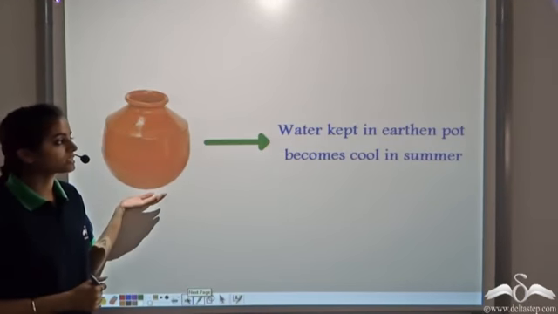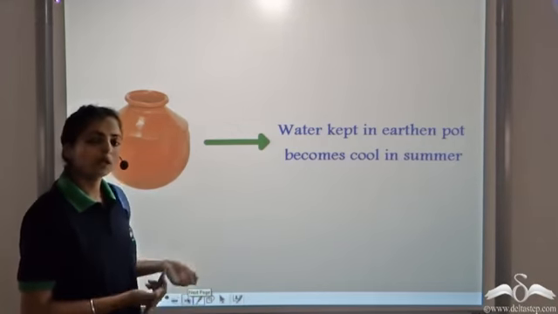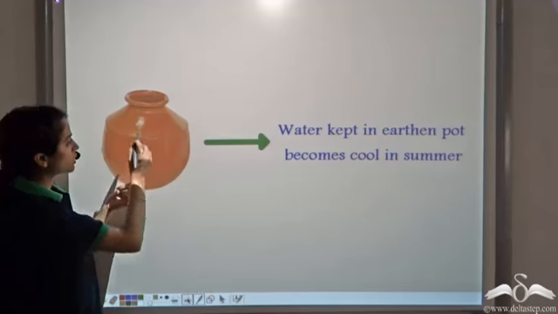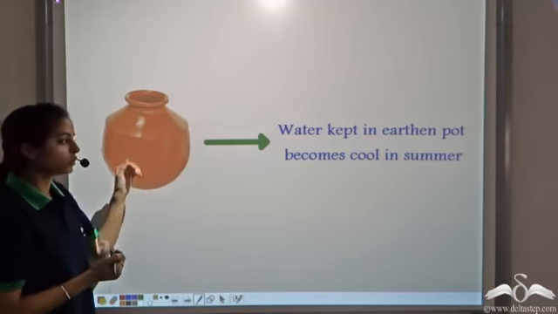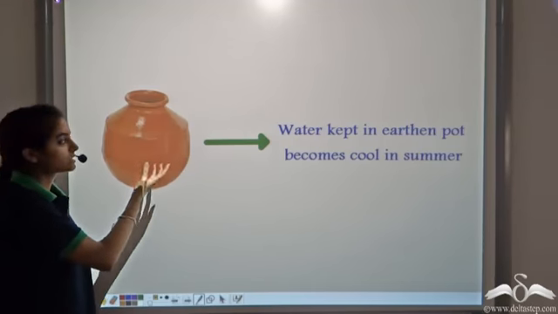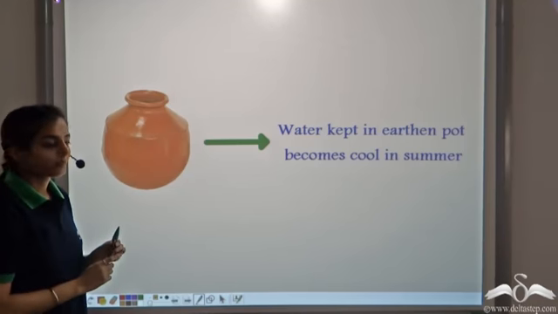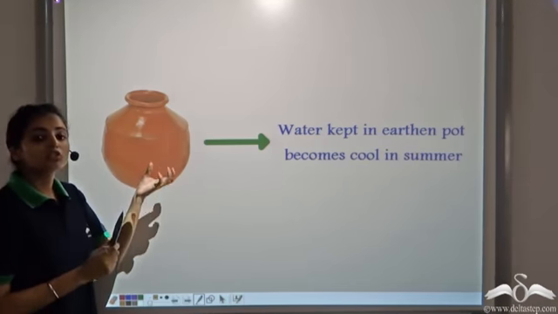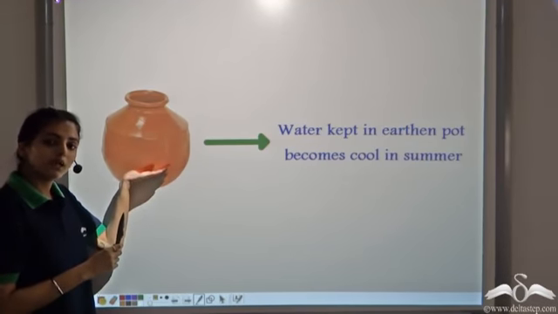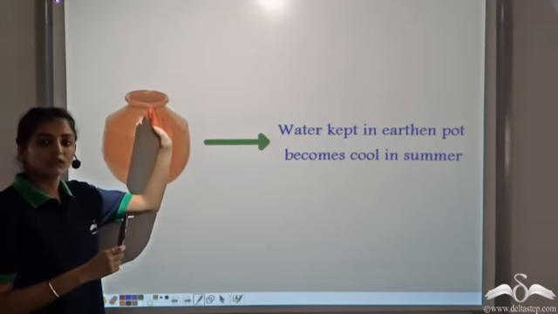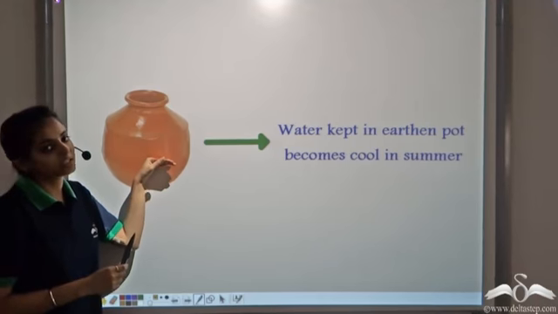You must have observed that during summers, when you keep water in earthen pots, it remains cooler. Why is that so? This is because the earthen pot has small pores in it. So when you keep water in this earthen pot, the water kept inside evaporates through the surface and through the pores present on the earthen pot. As the water evaporates, it extracts heat from the surroundings as well as from the water present in the bulk. Since the water on the surface evaporates by extracting heat, the remaining water left behind is cooler.